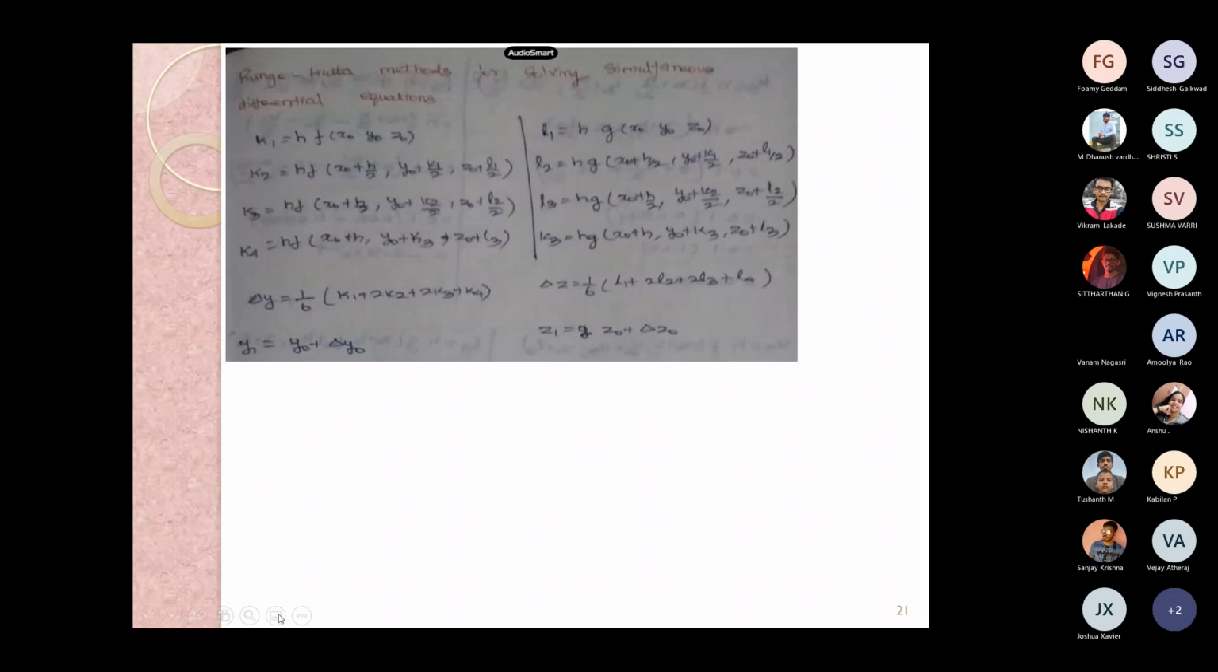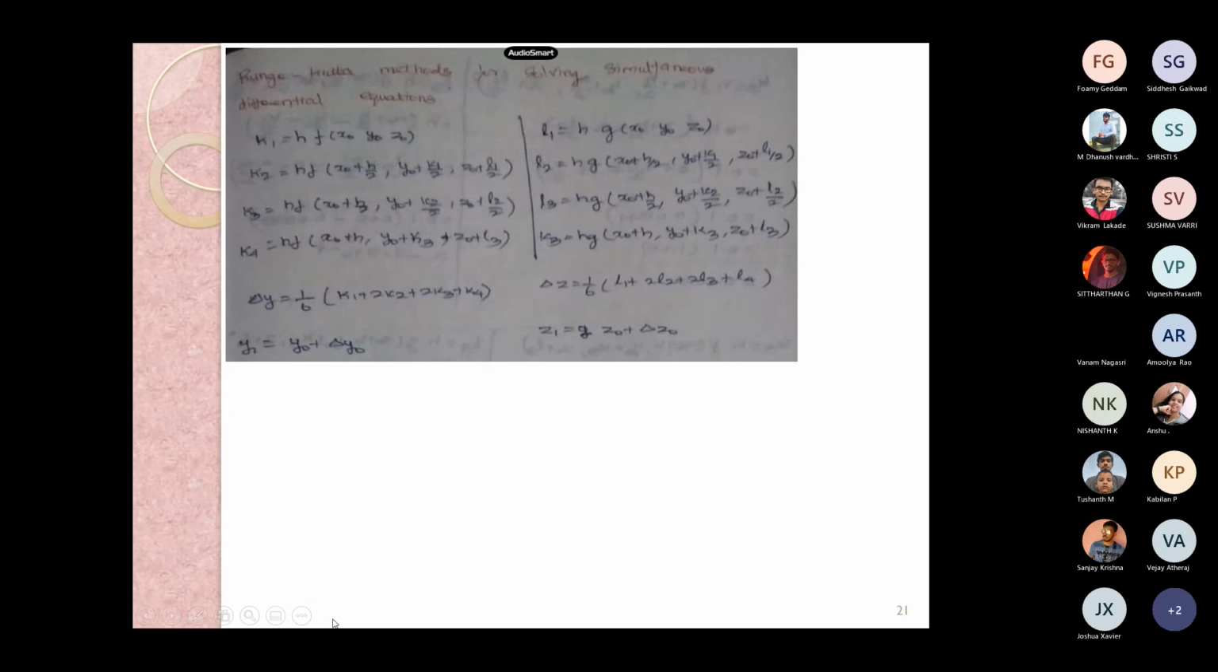In the basic Runge-Kutta method, we solved three different problems, and this is for simultaneous differential equations. When we are dealing with simultaneous differential equations, they have to be solved with some other set of formulas. That is what is presented here: k1, k2, k3 and k4. You can easily remember these formulas when compared to the conventional Runge-Kutta method.